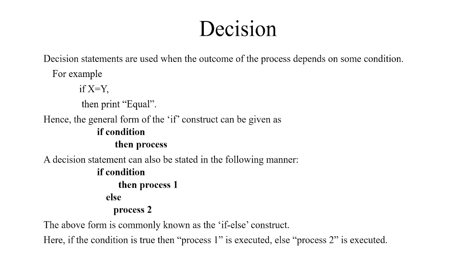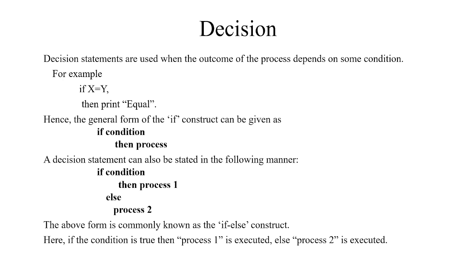Now let us move to the second key feature, that is decision. Generally, decision statements are used when the outcome of the process depends on some condition. For example, if x is equal to y, then print equal. This is the general form of an if construct, which can be written as: if some condition, then do this process. And the decision statement can also be stated in another way.